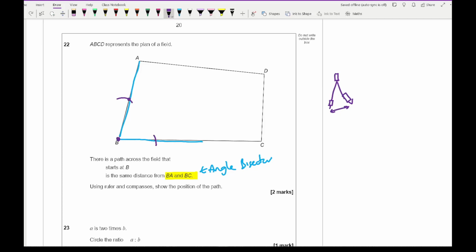Now again, do not adjust your compass. Put a pin on one of the intersection points and draw an arc. Put the pin on the other intersection point and draw another arc so they cross. And then with a ruler, what you then need to do is draw a straight line through B, through that intersection point, and make sure that it crosses A and D because it's crossing the field, and that's what it should have.